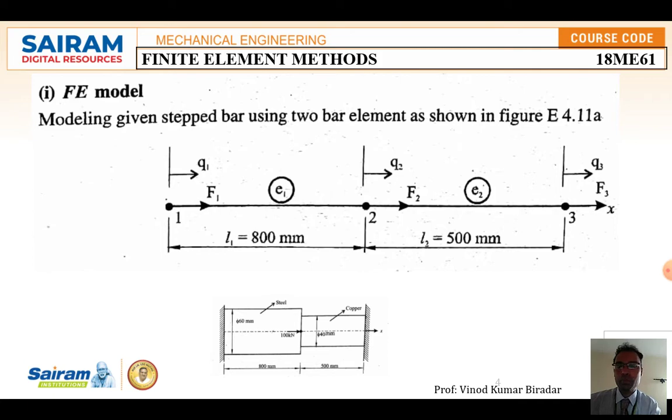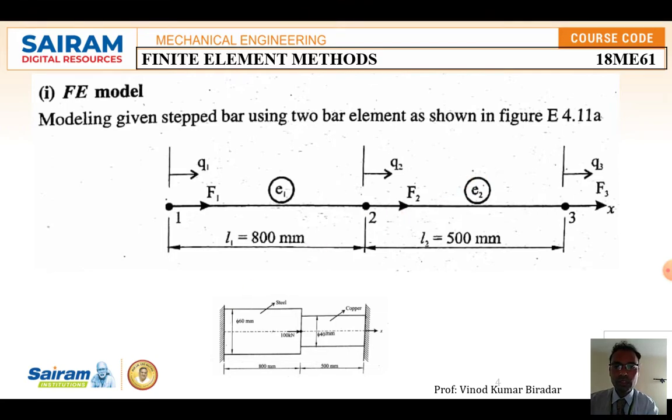So the first step is the finite element model. In this diagram, you have to construct this finite element model. Here the two elements will be there. This is the first element, this is the second element. Wherever there is a joint or discontinuity, you have to denote a node. So this is node number 1, node number 2, node number 3. This is element number 1, element number 2.